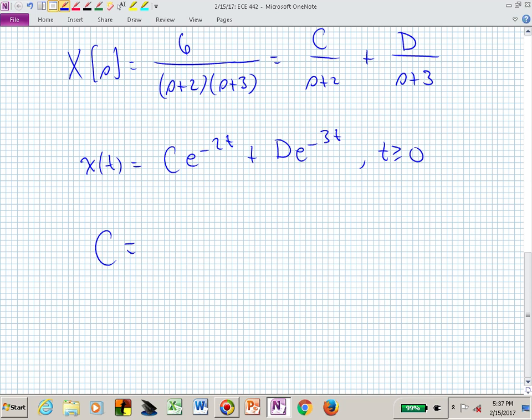No, what is c? How do we do the partial fraction expansion? You can do it on your calculator, can't you? Some of you have a calculator, and what's the command? Well, we'll get to that.